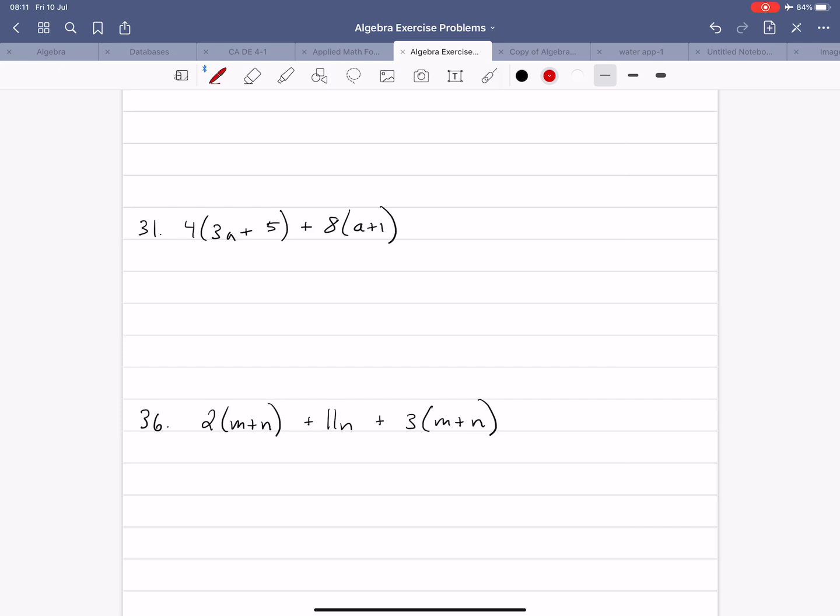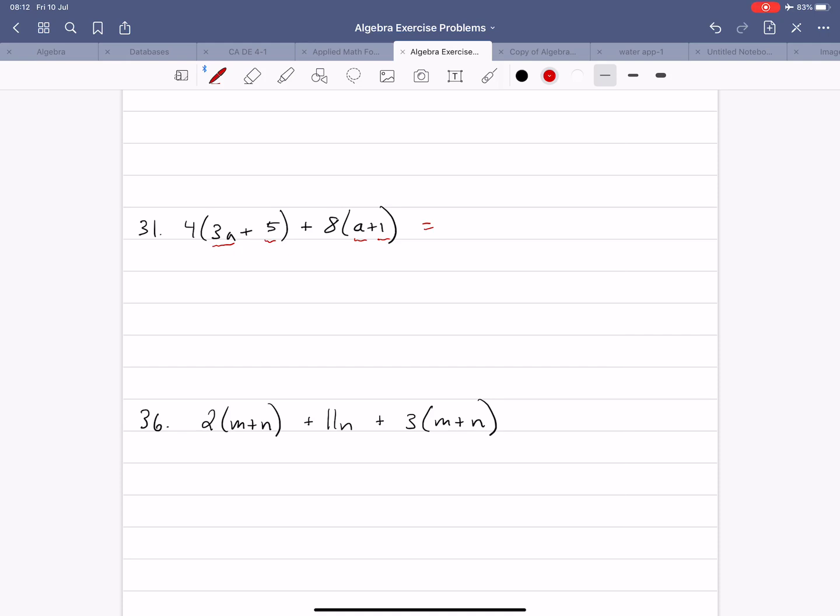Let's do another example. I'm going to look at number 31 here. So here I have two terms that have a common factor of a. And in order to simplify this, I need to combine those a's together. And I also have two constants here, right? There's no variable there, so I'm going to call them constants. I have two of those, and those can also be combined because I can always add numbers together.